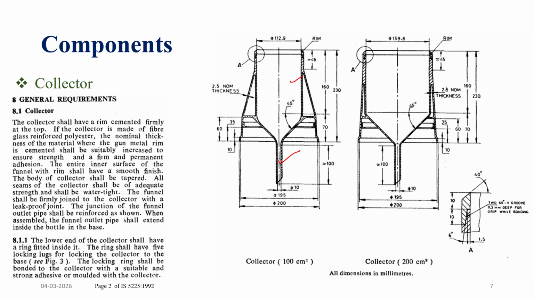Once the water is stored in the bottle, it is discharged into a measuring cylinder where the amount of precipitation can be measured. The collector is typically made of fiberglass reinforced polyester for lightness and corrosion resistance. This Indian Standard 5225 tells about the collector in detail.